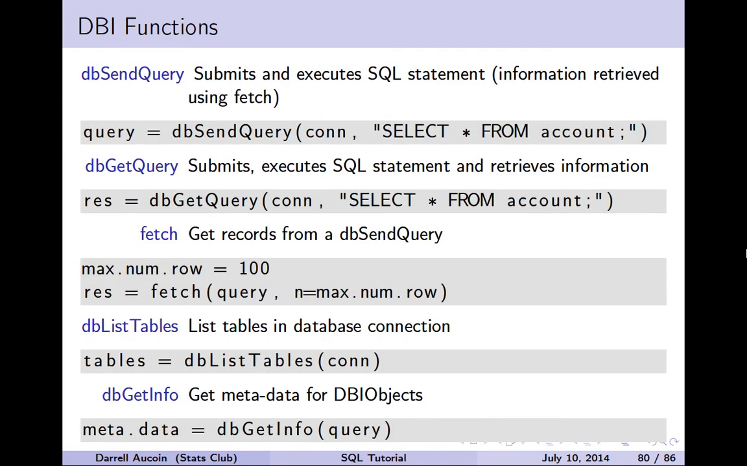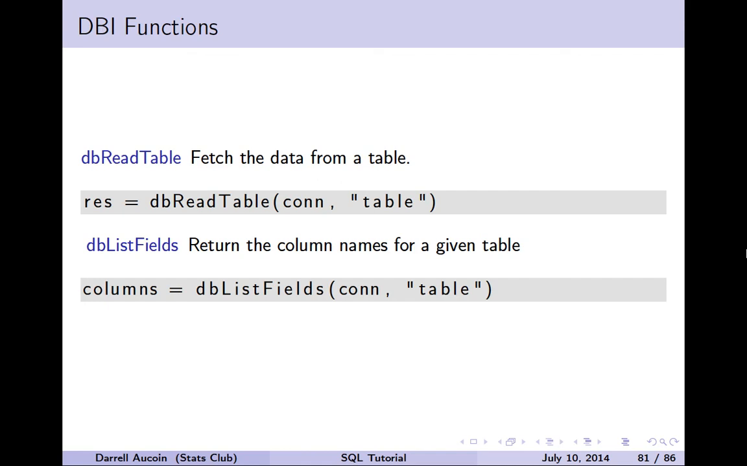dbSendQuery sends a query, however, it does not retrieve it. That's done by fetch. dbGetQuery actually executes and retrieves information from a query. Fetch gets records from a query. You could even specify a max number of rows to get back. List tables lists the tables of a database connection. Get metadata from an object. Read the number. You can also directly read a table. And you can also list the fields, to investigate what kind of information you would need from the table.